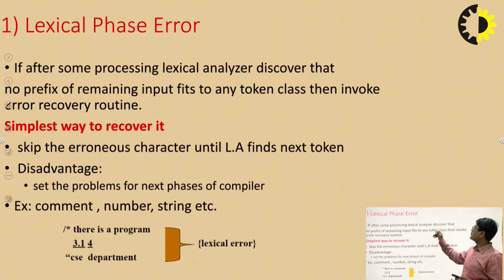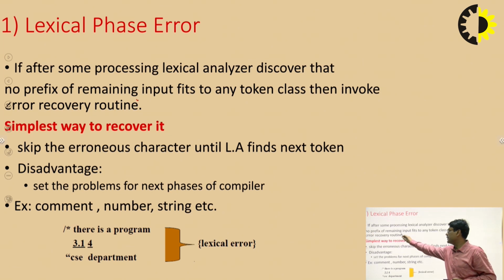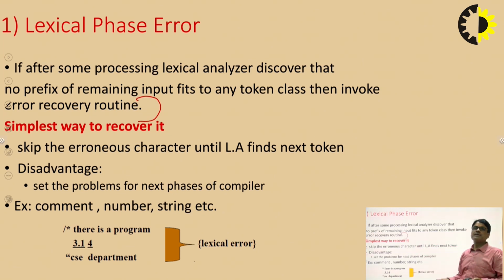If after some processing the lexical analyzer discovers that no prefix of the remaining input fits any token class, then it invokes the error recovery routine. So you are processing a particular statement and not getting any token from it, yet you are still expecting a token. There will be a problem, and that is related to lexical error, because you are not getting the token properly. Whatever mistakes you have made, that error may be generated.